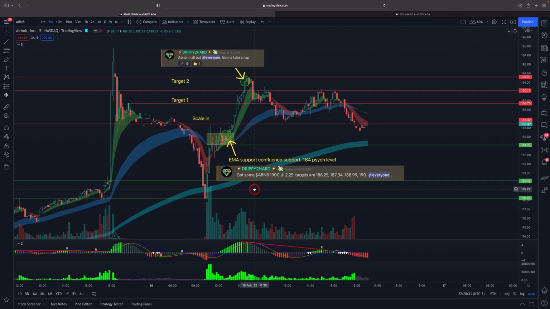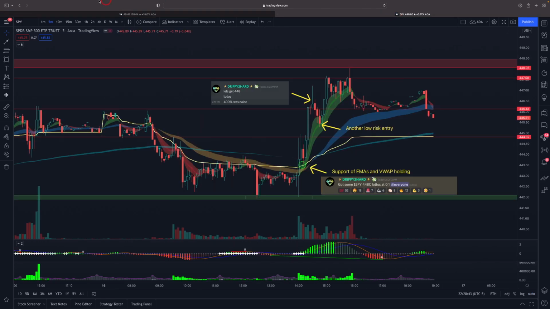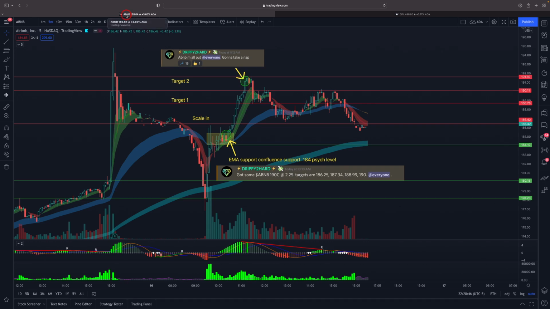So I'm gonna talk about two trades I took today: Airbnb 100%, a 190 call, and the next one is SPY Lotto. So let's talk about Airbnb first.